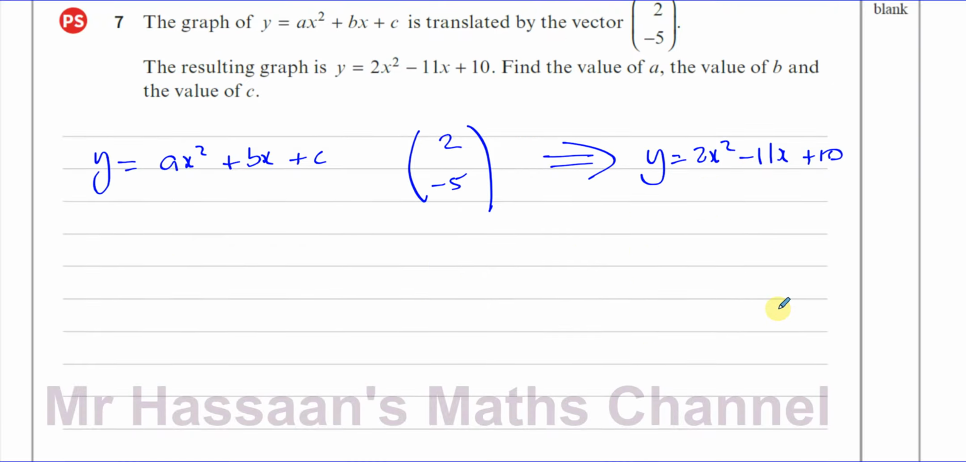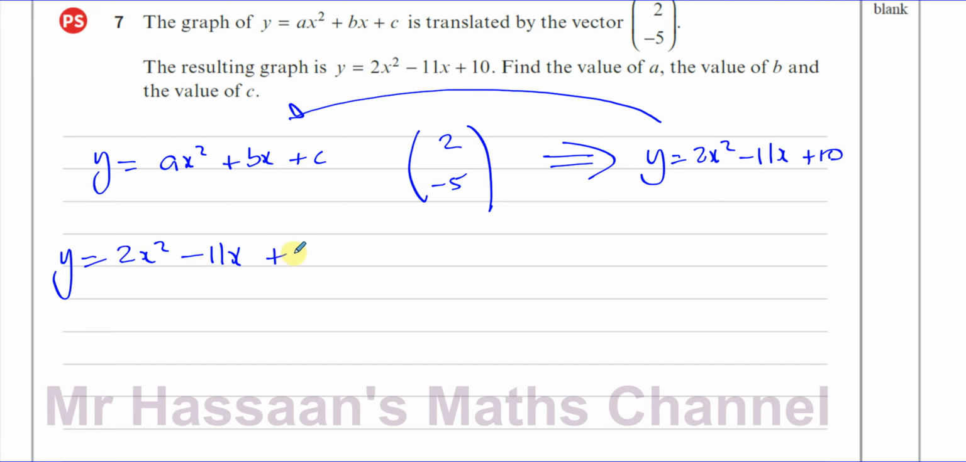Now, there's a number of ways we could tackle this question, but I think the simplest way to do so is to think about going the opposite, that this became this. So if we make our starting point y equals 2x squared minus 11x plus 10, and think about what we have to do to reverse this.